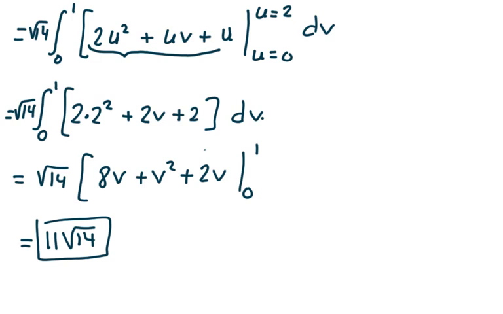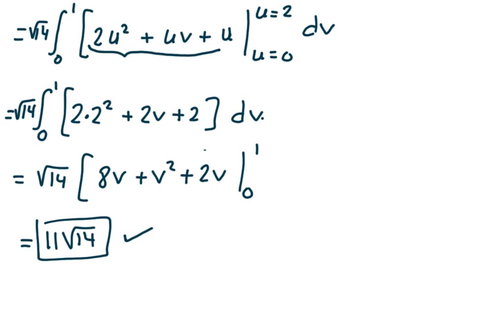So on the next line, we get square root of 14 times the integral from 0 to 1 of 2 times 2 squared plus 2v plus 2 dv. And this is square root of 14 times the quantity 8v plus v squared plus 2v evaluated from 0 to 1. And so the correct answer here is 11 times the square root of 14. It's very important that it's all substitution all the time. You want to be very careful with your substitutions.